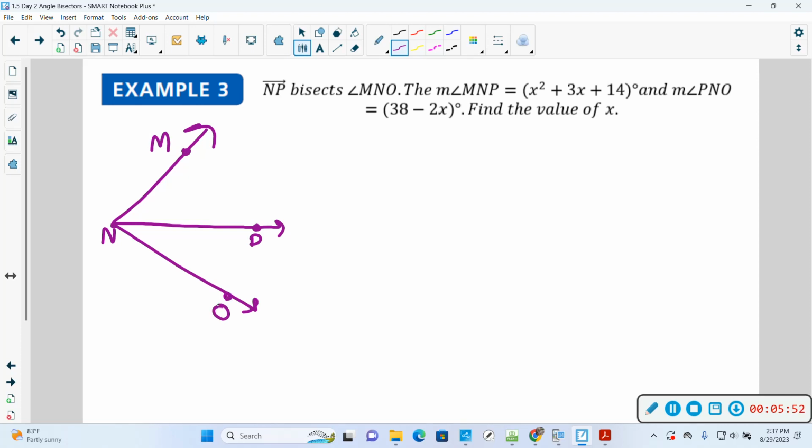O. Keyword, of course, bisects. So I'm going to get fancy and also put my congruent symbols on there, because why not? Okay, angle MNP. So the top one, I'm going to label it x squared plus 3x plus 14. And then, of course, I've got P and O, the bottom, the green one, 38 minus 2x. Okay, now, same deal, bisect, they're equal. We're going to set them equal to one another.